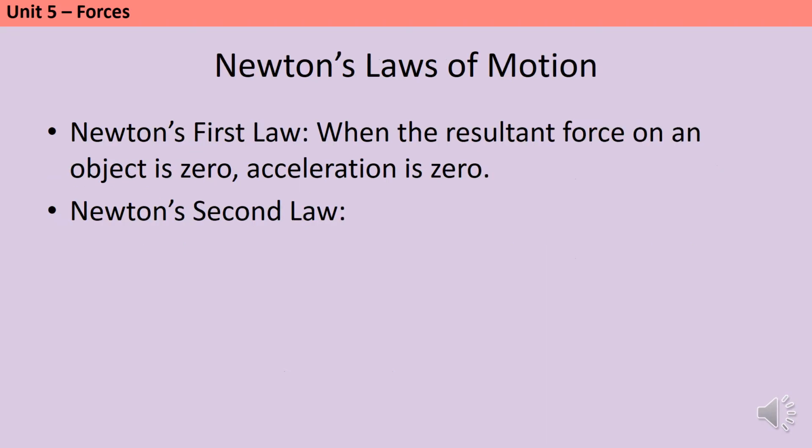transport. In a previous video, we looked at Newton's first law, which tells us that when the resultant or overall force acting on an object is zero, acceleration will be zero. So that means that motion is constant. If it's stationary, it stays stationary, and if it's moving, it will carry on moving in exactly the same way. It can't speed up, it can't slow down, and it can't change direction.